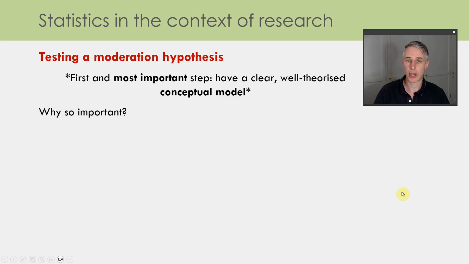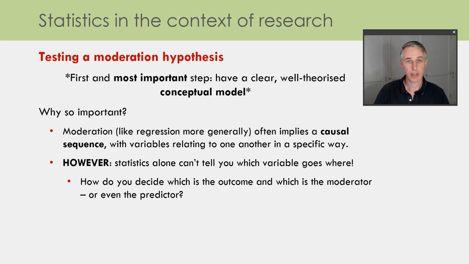So again, just to reiterate why it's so important to have a really clear and well theorized conceptual model before you get into testing moderation. Just like any sort of regression analysis in general, or general linear modeling analysis in general, it implies a causal sequence, a set of causal relationships with variables relating to one another in a specific way. Again though, just like for mediation and indirect effects, the statistics alone cannot tell you which variable goes where.